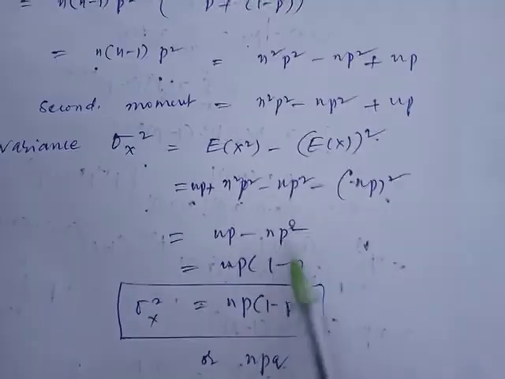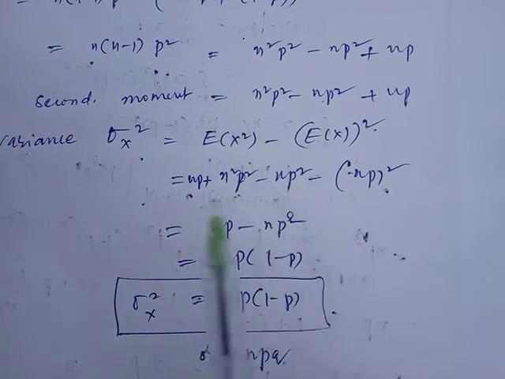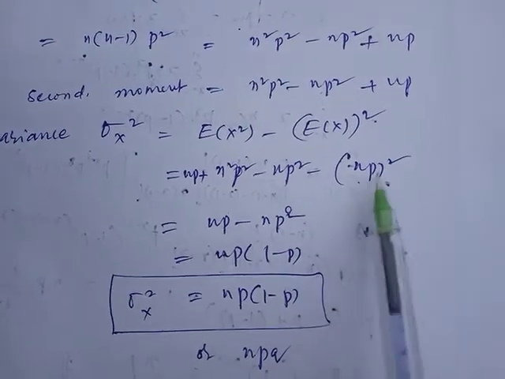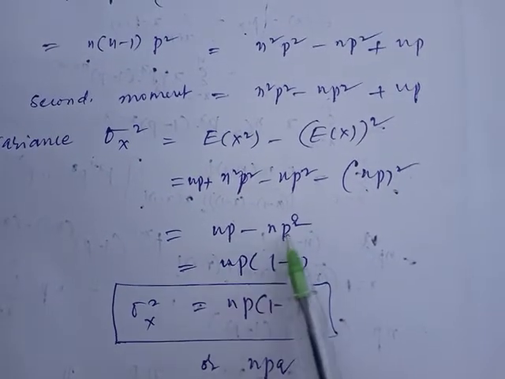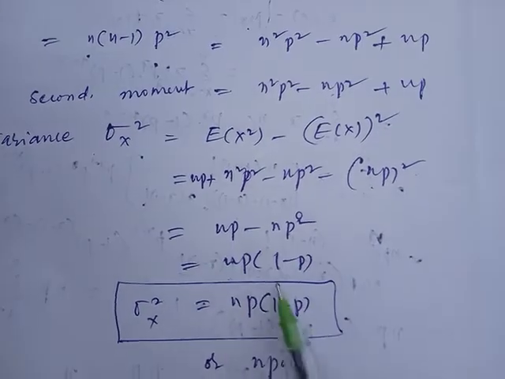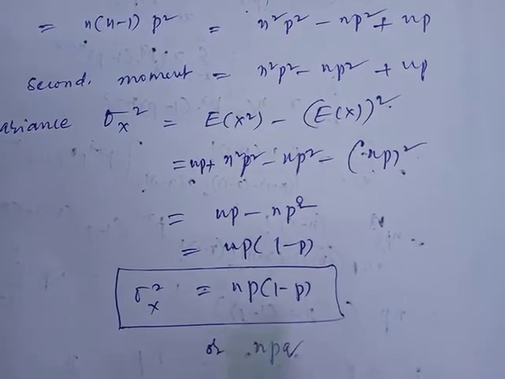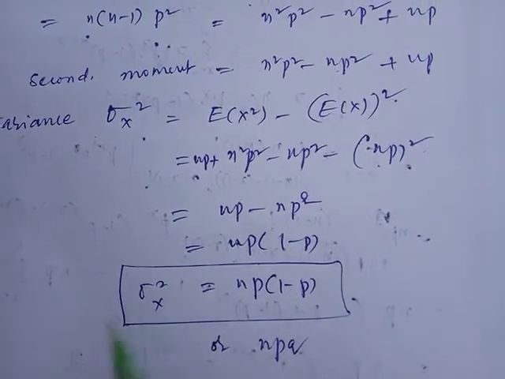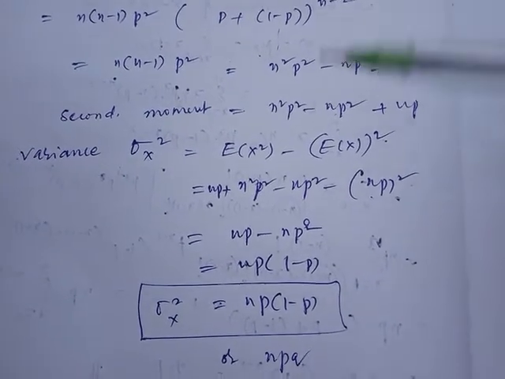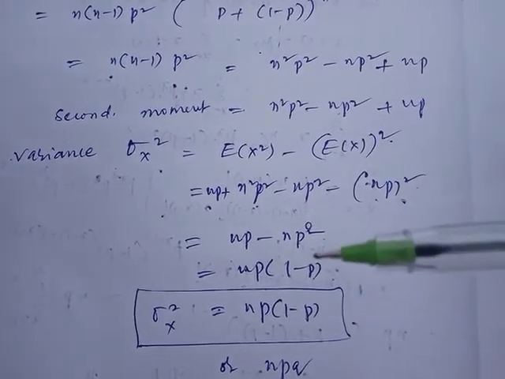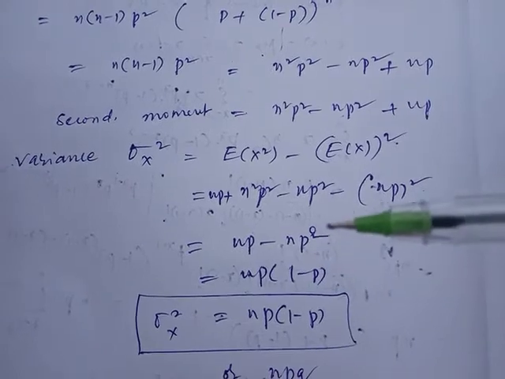Next, the variance is equal to the second moment minus the mean squared. Substituting the second moment and the mean, n square p square cancels. In np minus n p square, np is common. Next, 1 minus p can be written as q, giving npq. So this is the variance. This is also one procedure to determine the mean, variance, and the third moment, fourth moment, or whatever moment.